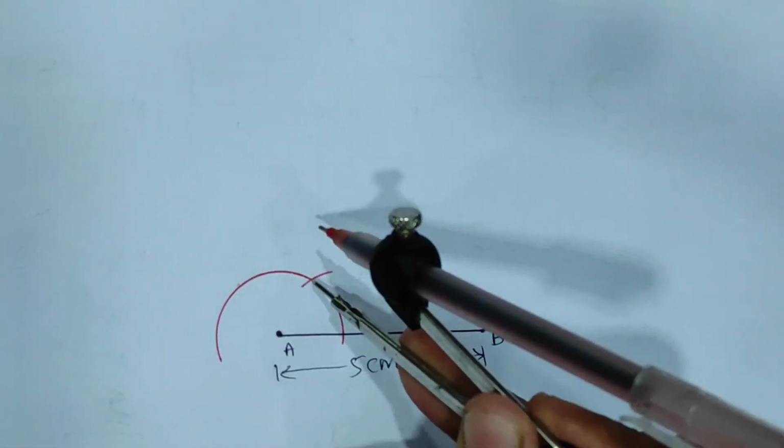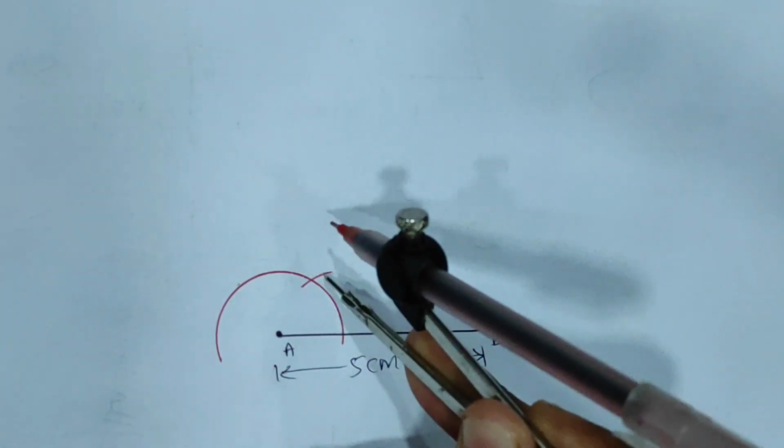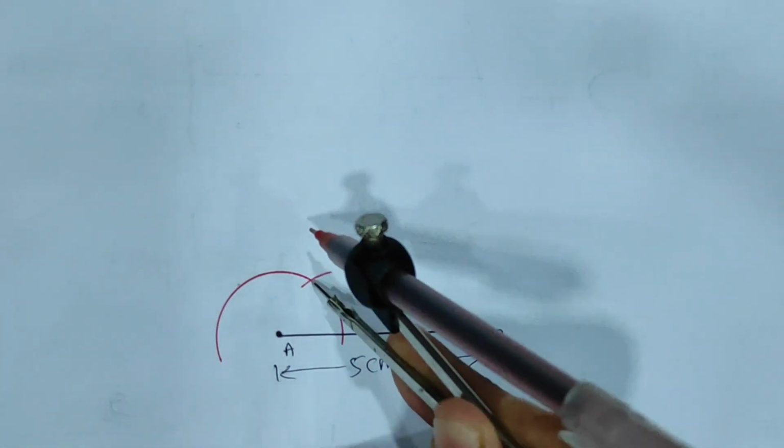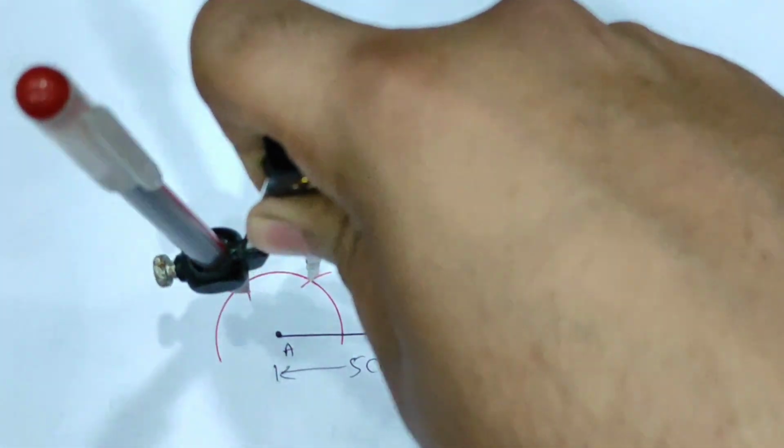Now, keeping the pointer at this point where previously I had cut an arc, I draw an arc over here without changing the dimensions.